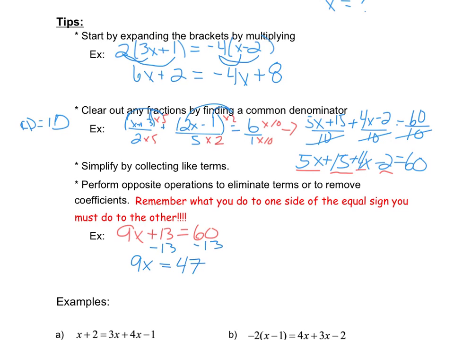And then to get rid of this times 9, I'll do the opposite. I'll divide by 9 on both sides. So just write the answer over here. I'm left with x = 47/9. Now this won't divide evenly, so you can leave it as a fraction in lowest terms, or you can write it as a decimal. This gives us actually 5.2 repeating. So I'll put a little dot there to indicate that it's repeating.